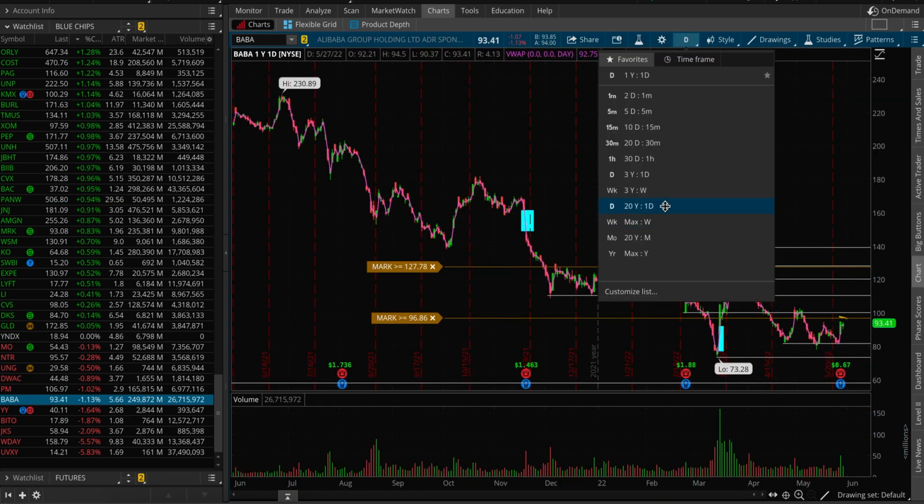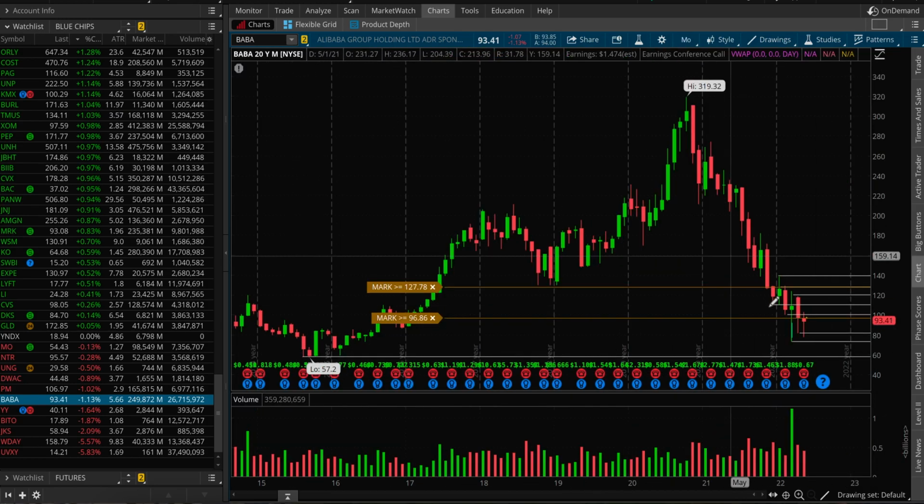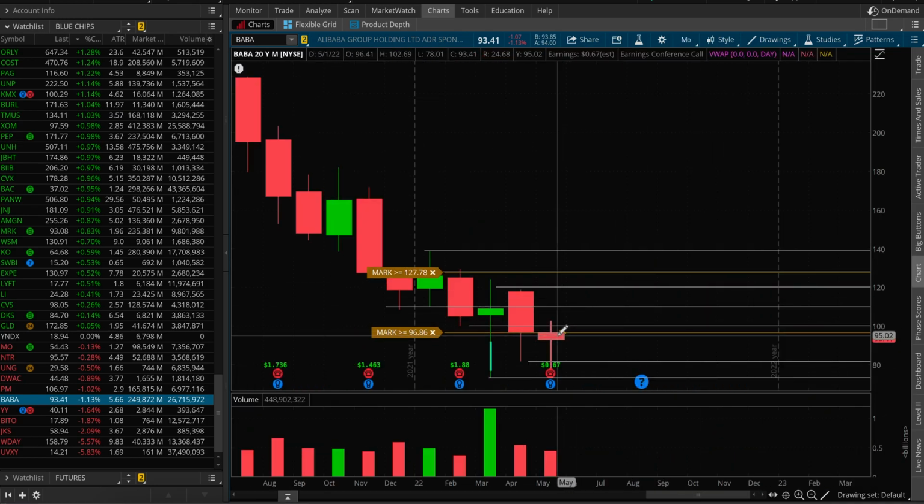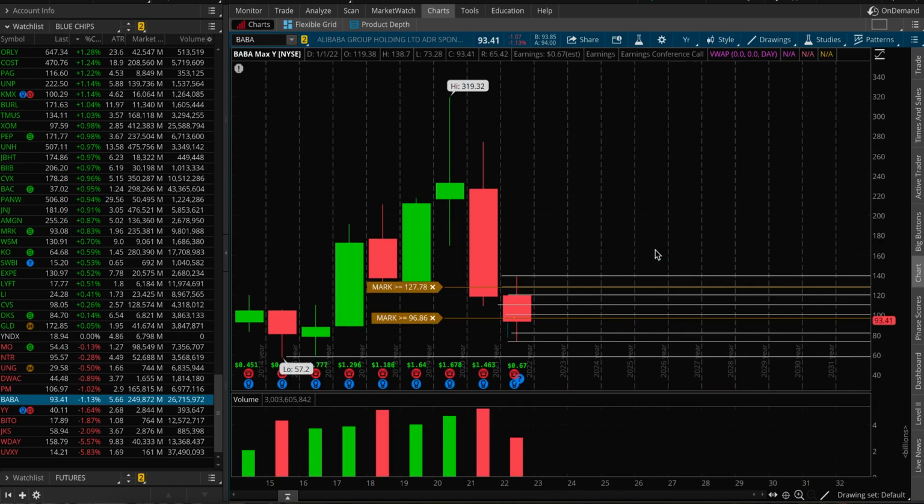If I switch to a monthly chart, you can see for the month of May, it's still down, maybe 1 or 2%. If you look at the yearly candles, I just measured the yearly candle, it's down 22% year to date. And all-time lows for Alibaba, $57.